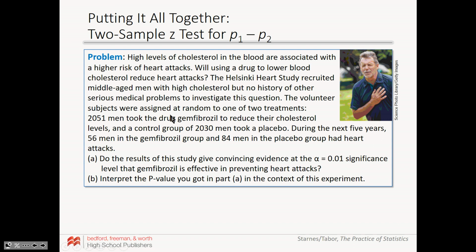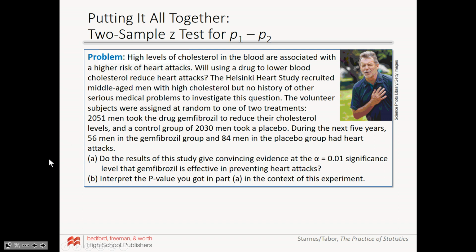All right, let's look at one more example. High levels of cholesterol in the blood are associated with a higher risk of heart attacks. Will using a drug to lower blood cholesterol reduce heart attacks? The Helsinki Heart Study, I'm not sure I'm saying that right, sorry, recruited middle-aged men with high cholesterol but no history of other serious medical problems to investigate this question. Look, no SRS, right? But the volunteer subjects were assigned at random. So I'm giving you a preview of what's to come, but there's our randomization, right? This was a randomized experiment.